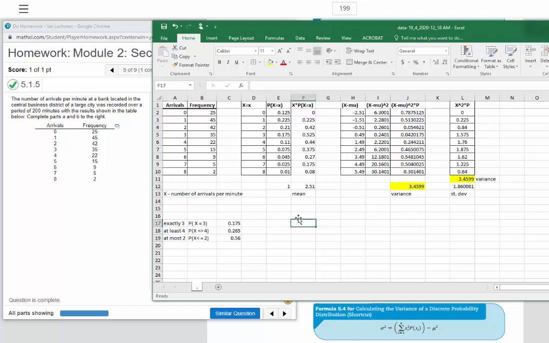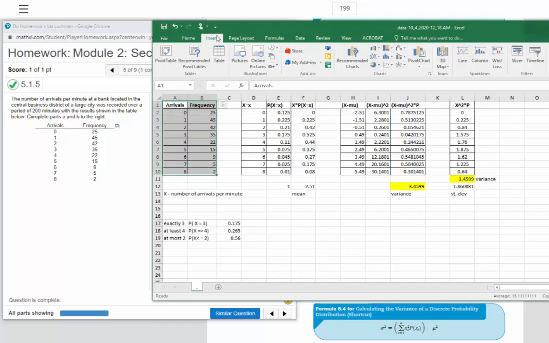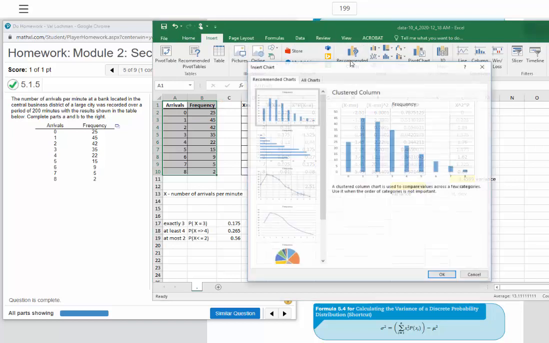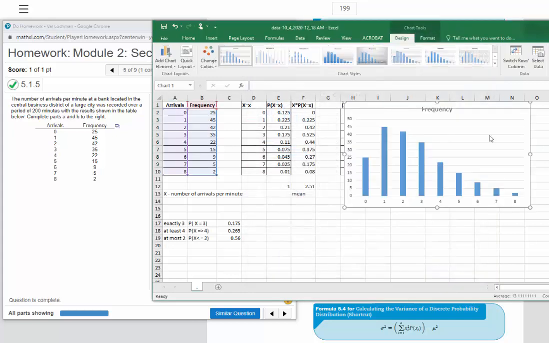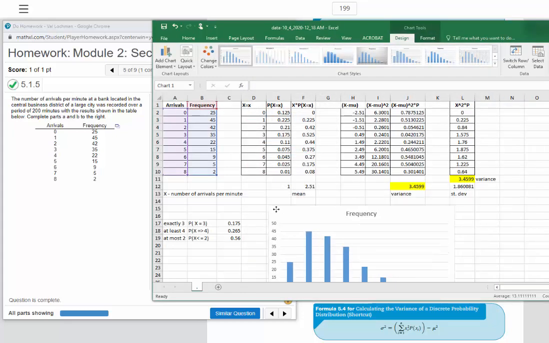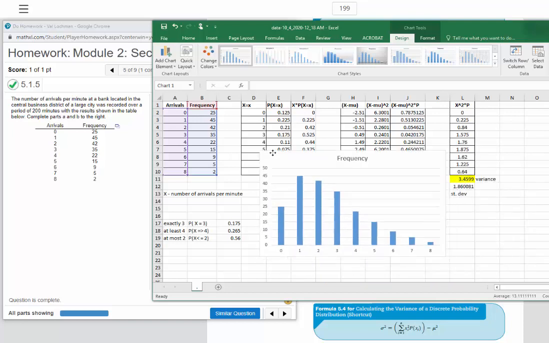So your mean represents the average number of people that walk into this bank within 1 minute, and the standard deviation represents what? The spread of this distribution. We can always look at the graph of this. If you go to insert and go to recommended charts and just pick the frequency bar graph, there you go. So you can see what this distribution looks like. Where can I put it? Let's put it right here.